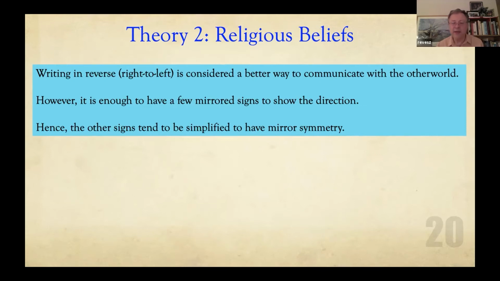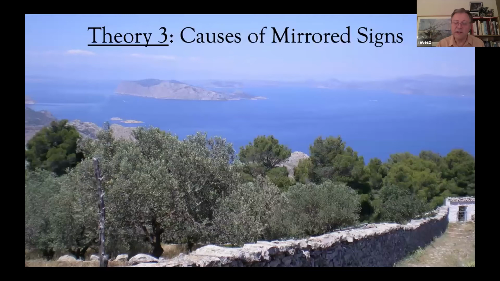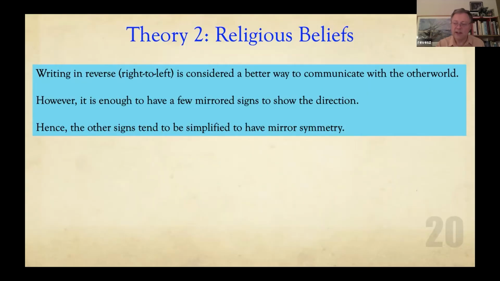So if you have with a certain frequency religious text that you would like to write right to left for this reason, okay, then again, there's a pressure over time to simplify at least the majority of the signs to have mirror symmetry, okay? The two do not exclude each other, let me emphasize. So you can have this as a motivation for the simplification as well as the first one, okay?